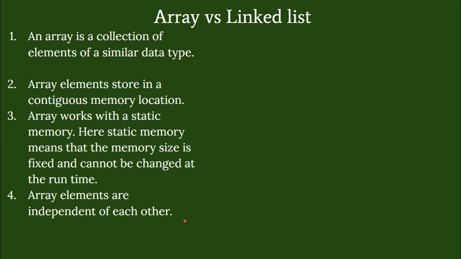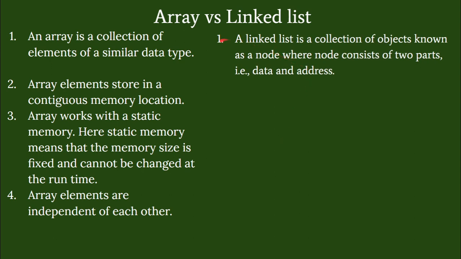That means here we can access the elements using the index, for example, A of 5, the 5th element, A of 6, the 6th element, A of 100, the 100th element. So the array elements can be accessed independently, but in the case of linked list that is not possible. Let us see the differences of the linked list.